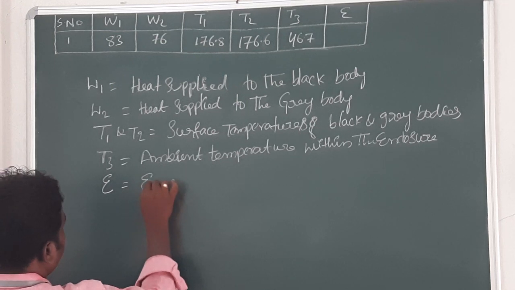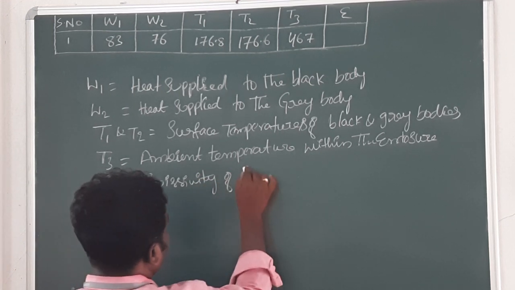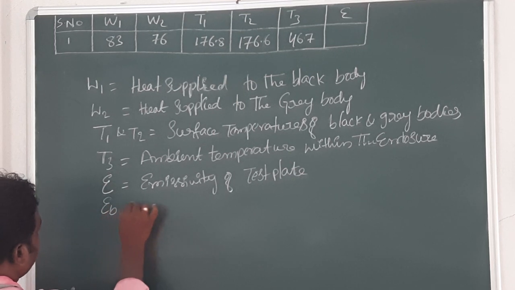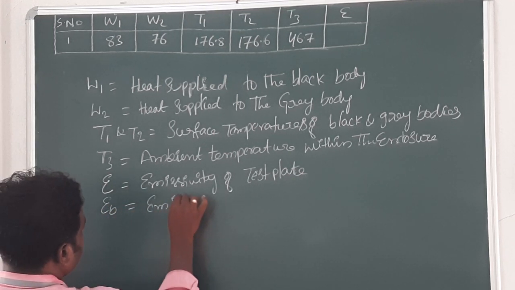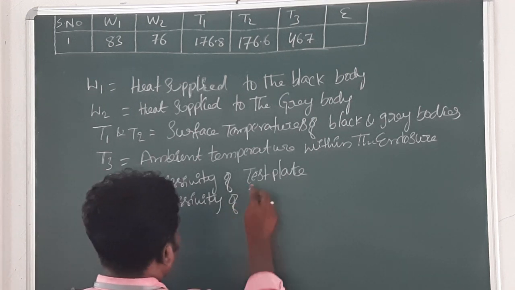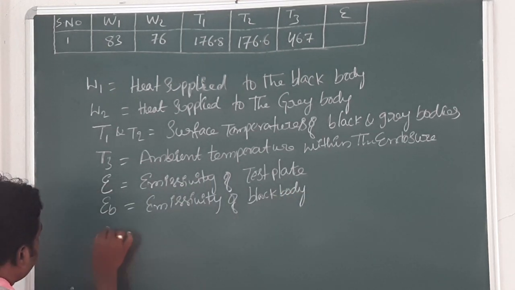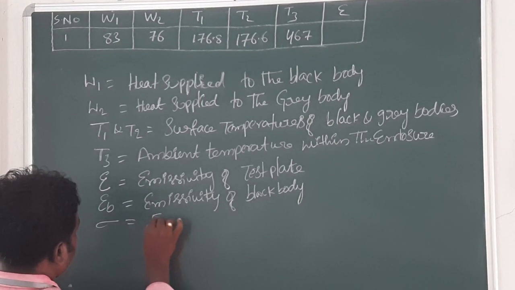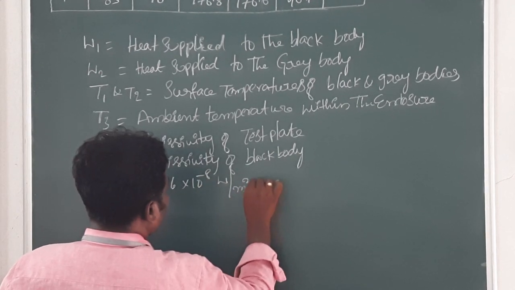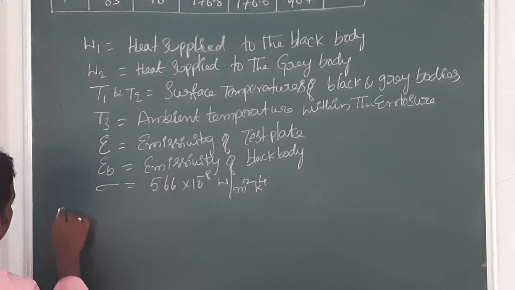Epsilon is the emissivity of the gray body or test plate, and EB is the emissivity of the black body, and sigma is the Stefan-Boltzmann constant, and its value is 5.66 into 10 power minus 8 watt per meter square Kelvin power 4. So these are the variables.